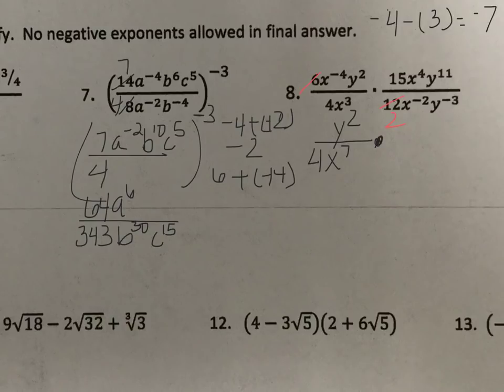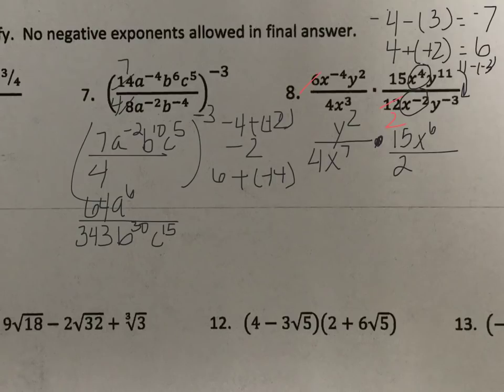On the second fraction, I still have the 15, and I have the 2 in the denominator. I get x to the 4th. X to the 4th divided by x to the negative 2, so that's 4 minus negative 2 becomes plus positive, so that's x to the 6th. Positive, so it goes in the top. And then I have 11 minus negative 3, so that's 11 minus a negative. So that becomes plus 14, y to the 14th.